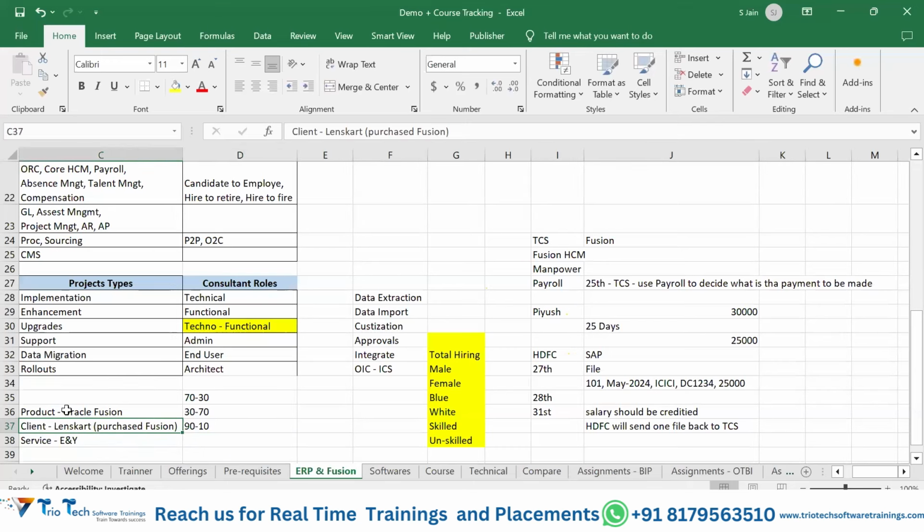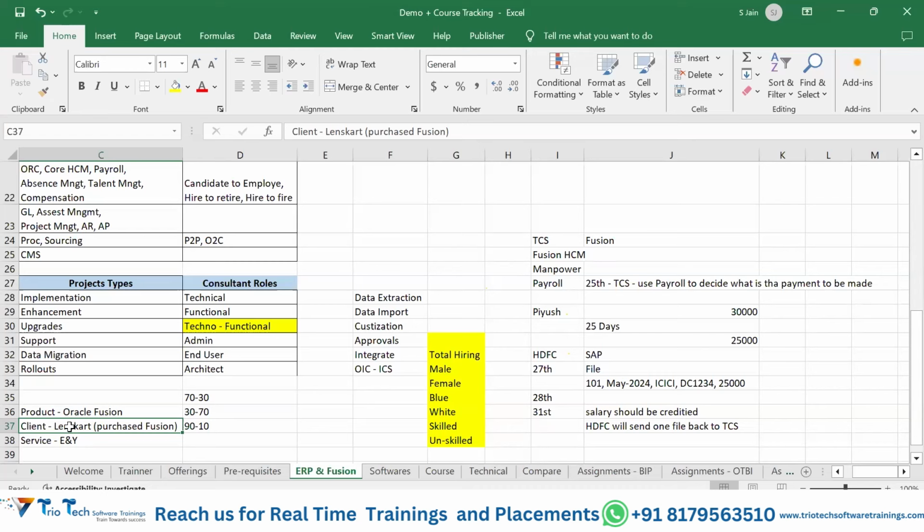Suppose Lenskart has purchased the software from Oracle company, the Fusion product has come. But guys, the moment we purchase the software, Lenskart cannot directly go and start using this particular software. Lenskart directly cannot say that, okay, I have purchased the license to manage my manpower, let me hire the person into my software. Guys, why is it not going to hire the person? Because you purchase the license, but you have to specify for which grade, which job, which location, what will be the salary. All these configurations are required.